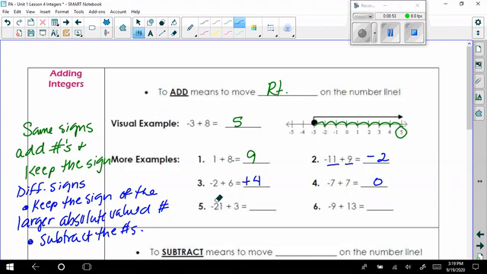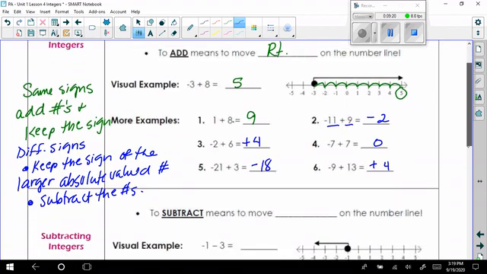Negative 21 and a 3, absolute value of negative 21 is 21. Absolute value of 3 is 3. So the 21 has a larger absolute value, so it's going to be negative, more negative. And then the difference between those two would be 21 minus 3 is 18. Same thing on number 6 here. I have a negative on the 9, a positive on the 13, so absolute value-wise it's going to be positive. And the difference between those two numbers is 4.